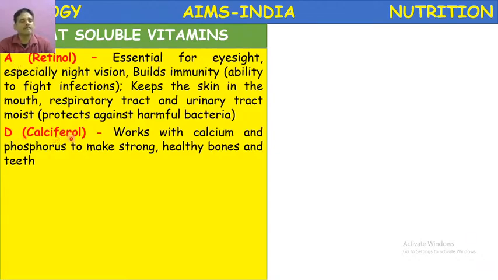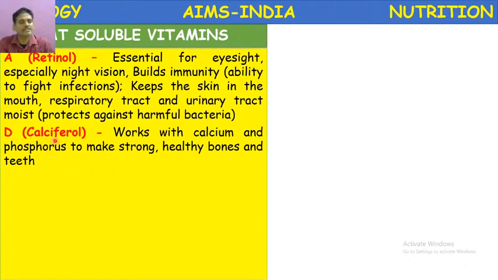Then vitamin D. Vitamin D is a fat soluble vitamin. Its chemical name is calciferol. It works with calcium and phosphorus to make strong, healthy bones and teeth. What is the main function of this vitamin D? Vitamin D helps in the formation of strong, healthy bones and teeth. So this vitamin, along with calcium, plays a very important role.